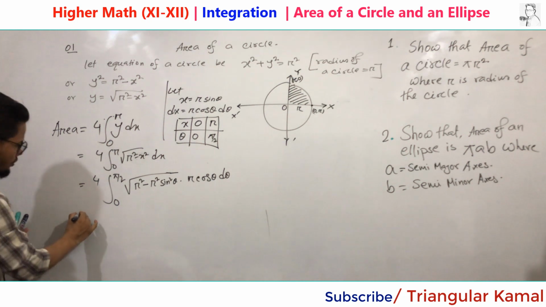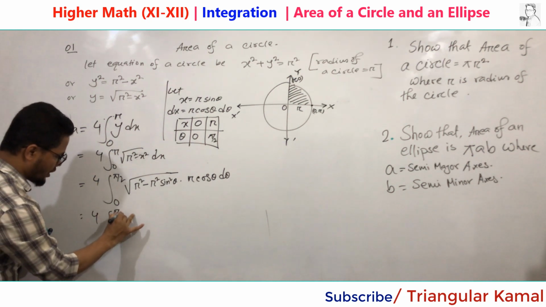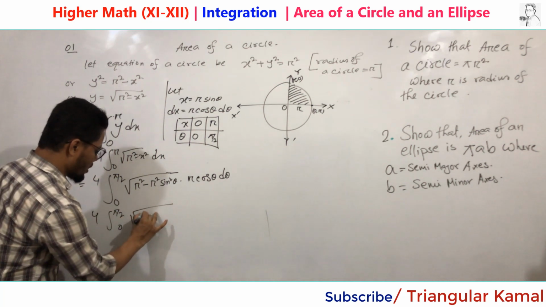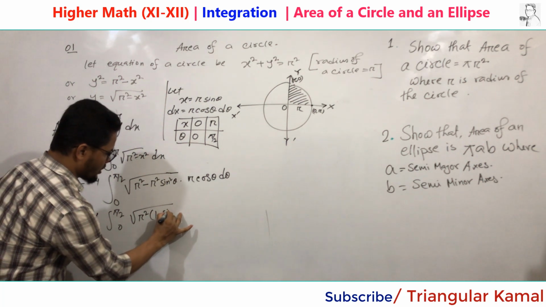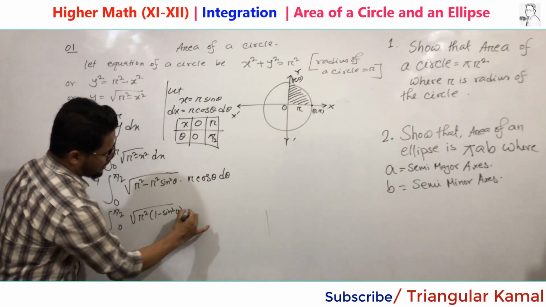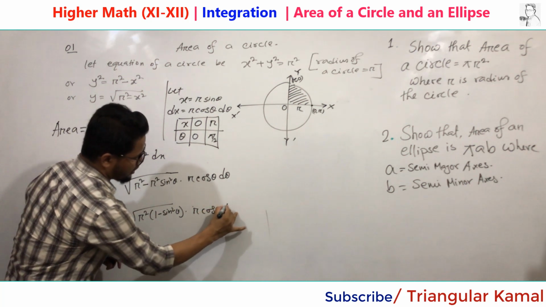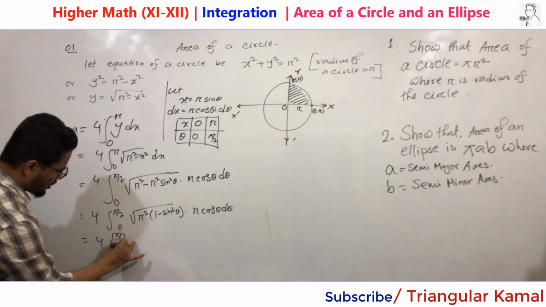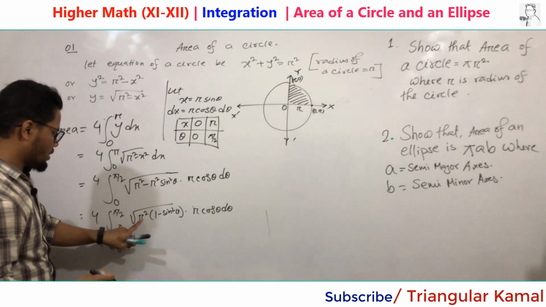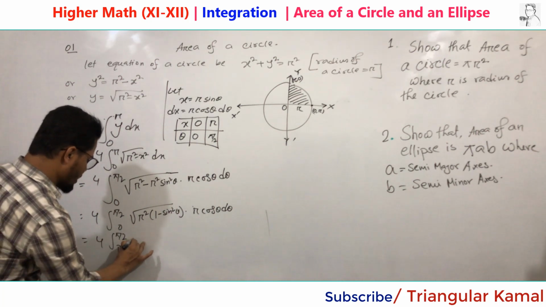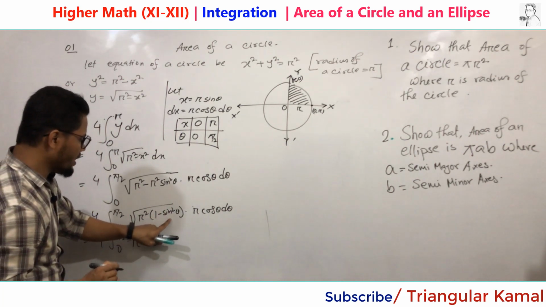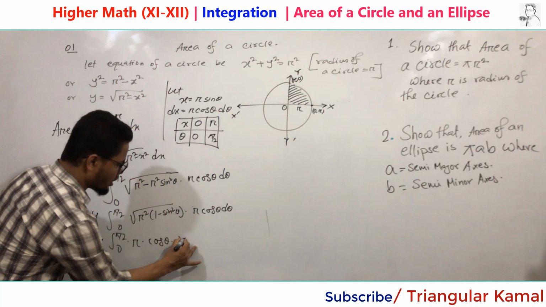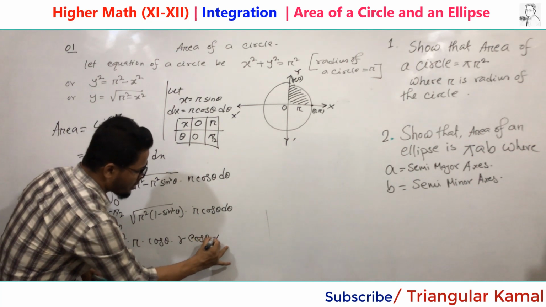So now do simple calculation here: 4 times the integral from 0 to pi by 2. If we take r square common, there will be 1 minus sin square theta, and there is r cos theta d theta. Eliminating the root and square, we will get only r. And 1 minus sin square theta will be cos square theta, then the square root of cos square theta will be only cos theta. And there is also r cos theta d theta.